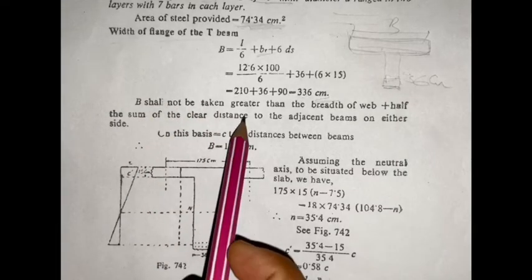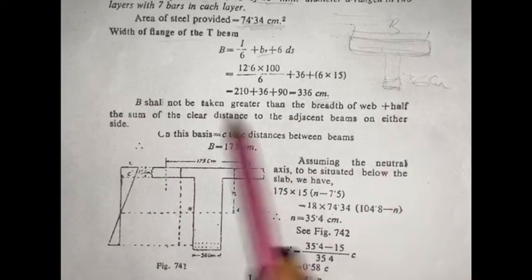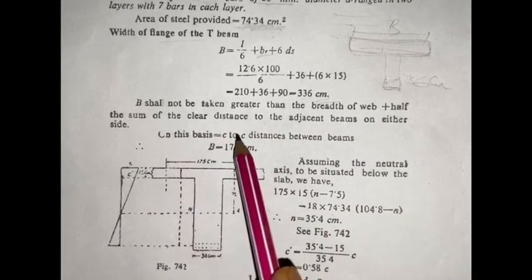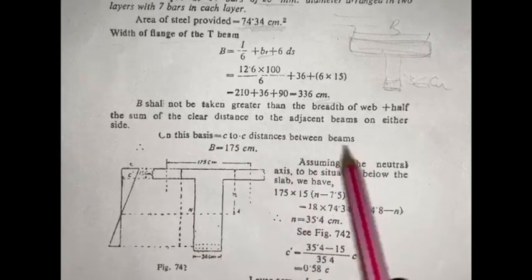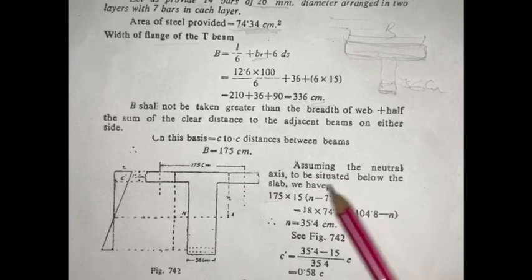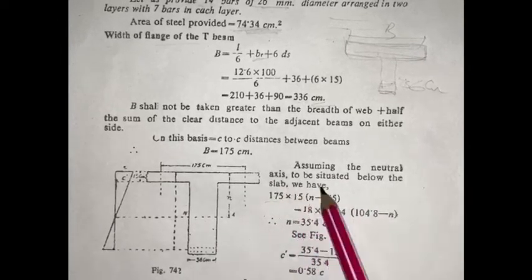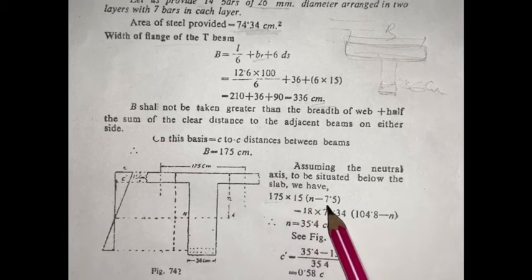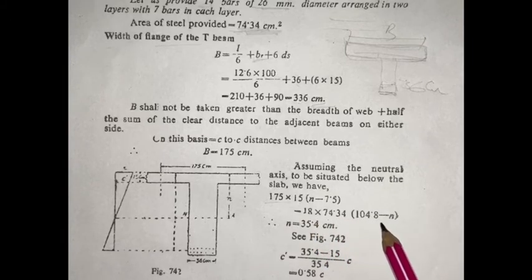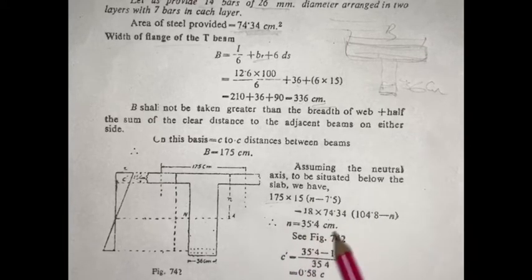We shall not take it greater than the width of the web plus half of the sum of the clear distance of the adjacent beam on the other side. On this basis we will get center to center distance between the beams equal to 175 centimeter. Assuming the neutral axis to be situated below the slab, we have 175 into 15 into (n minus 7.5) minus 18 into 74.34 into (104 minus n). We have n equal to 35.4 centimeter.